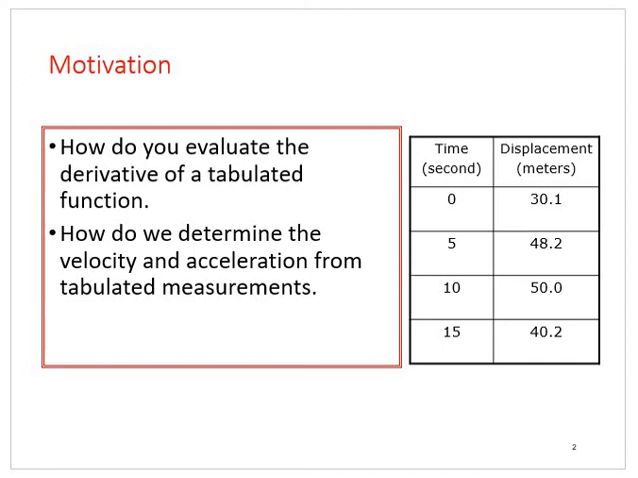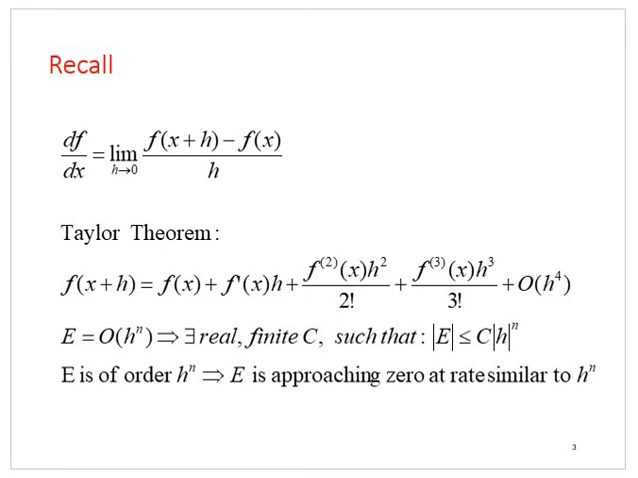All right, so we are given this table here and you want to determine the velocity and the acceleration for this table. You recall that f prime, or df dx, which is the first derivative, is given by f of x plus h minus f of x, everything over h.